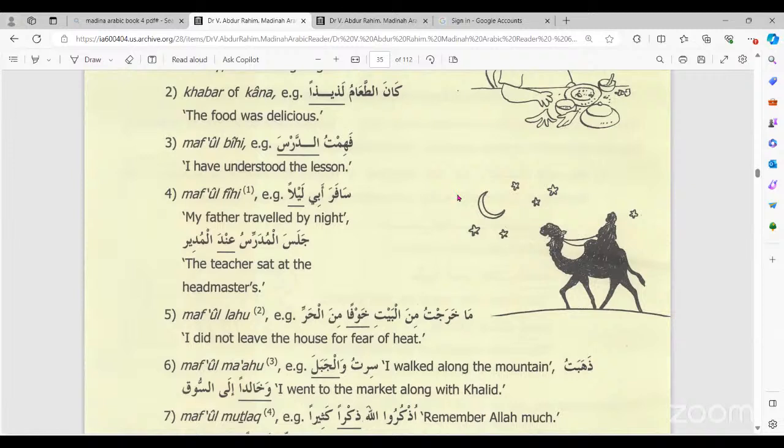Yeah, it's a good question. So when they're getting a fatha, they will be called maf'ul fihi. If they're getting a dhamma, then they will be called zarf, adverbs. Perfect. No, it's dhamma. When it's dhamma, then it's zarf, right? And when it's fatha, then it's maf'ul fihi. Excellent.